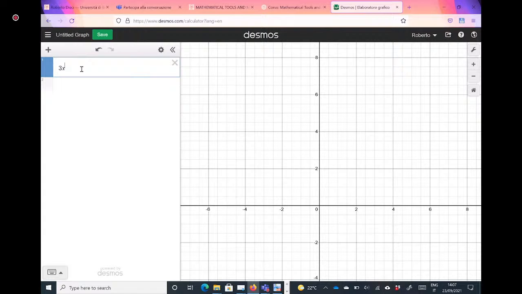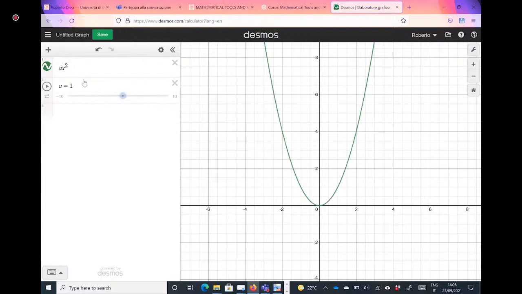But I can also write functions that depend on a parameter: ax squared plus bx plus c. Now, the system understands that there is a parameter here. So do you want to add a slider? Slider means that I can change the value of this parameter very quickly. So I add the slider. And the basic value is a equal to 1, plus bx plus c. So I must add two more sliders. Okay? And now the standard value for all these parameters is 1.